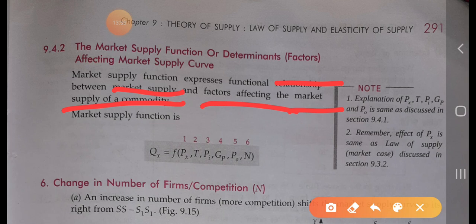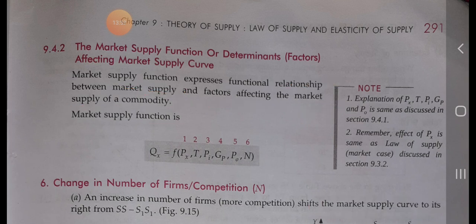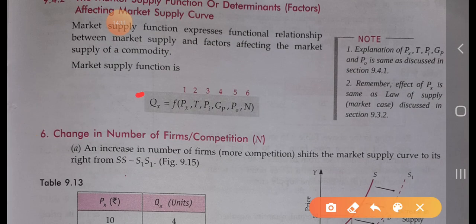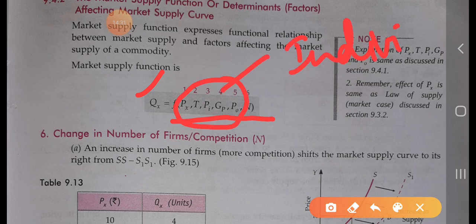Here we study the functional relationship between the market supply and the factors that affect the market supply. So the market supply function is QX, or SX, meaning quantity or supply of the commodity, is a function of Px, T, P1, Gp, P0 and N. All these we have already discussed in the individual supply function.